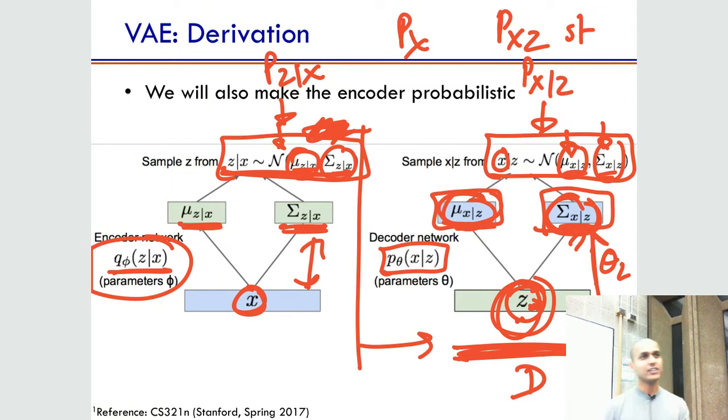So given those 100 numbers, I'm going to create, let's say, a mean which is of 10 dimensions and a variance which is 10 cross 10, 100 numbers. So total 110 numbers, let's say modulo some redundancy. And once I get these numbers, I can draw a sample x.